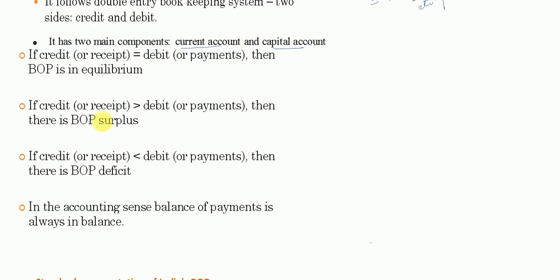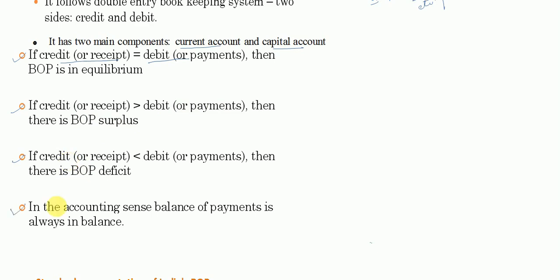Then the balance of payments may be in equilibrium, or it may be a surplus, or it may be a deficit. When credit, that means receipt from abroad, is equal to the debit or the payments, then balance of payment is said to be in equilibrium. On the other hand, when credit or receipt is greater than the debit or payments, then the balance of payment is surplus. When credit is less than debit, then the balance of payment is deficit.